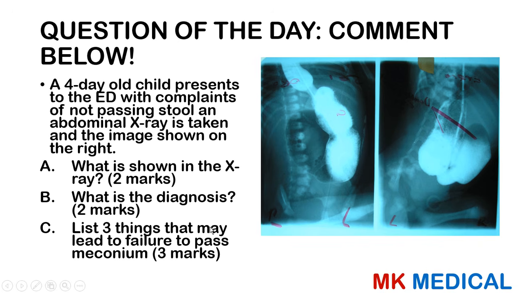And here's our question for the day. A 4-day-old child presents to the emergency department with complaints of not passing stool. An abdominal x-ray is taken and the image is shown on the right. So this is the image here on the right. What is shown in the x-ray? What is the diagnosis? List 3 things that may lead to failure to pass meconium. So comment in the section below.